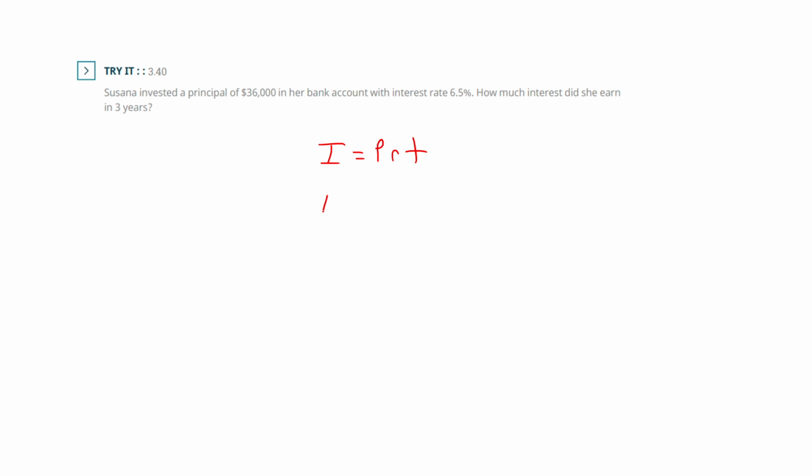Okay, same thing again. We're looking for the interest. She put $3,600 in the bank. We got to change that rate to a decimal, in 3 years. Okay, so $702.